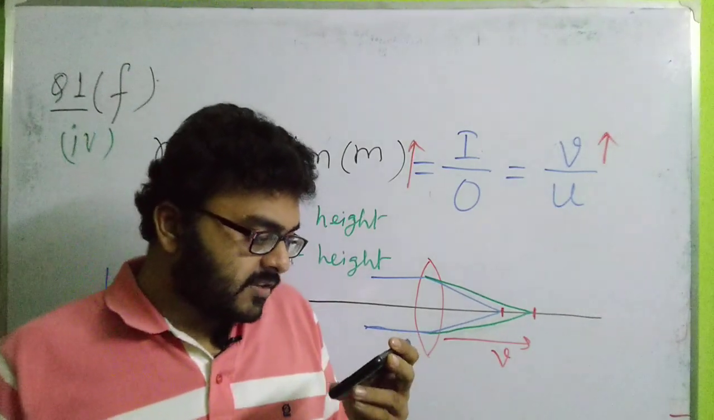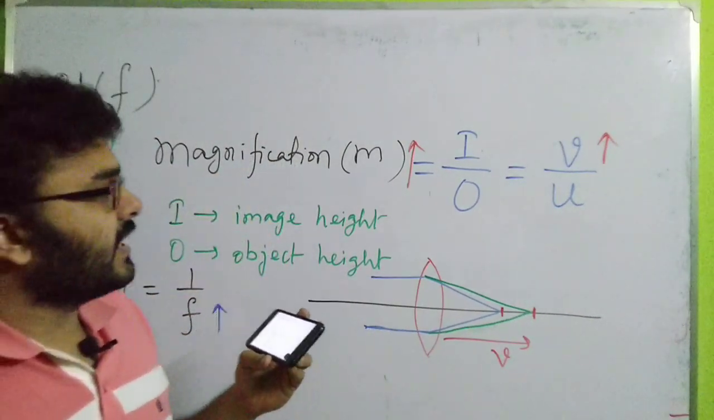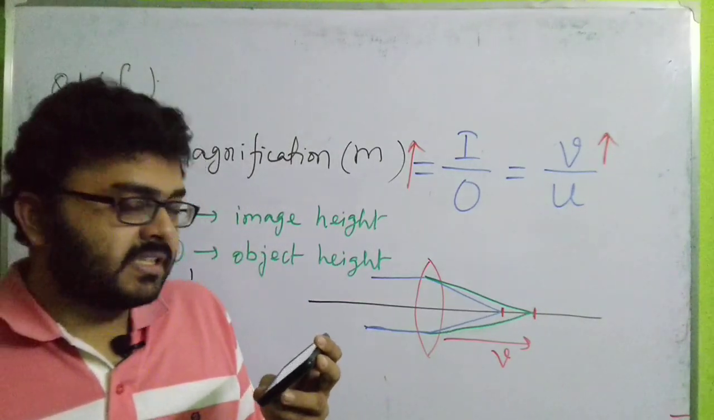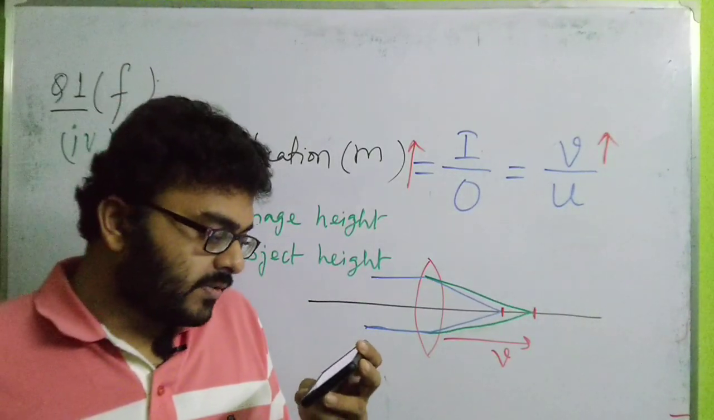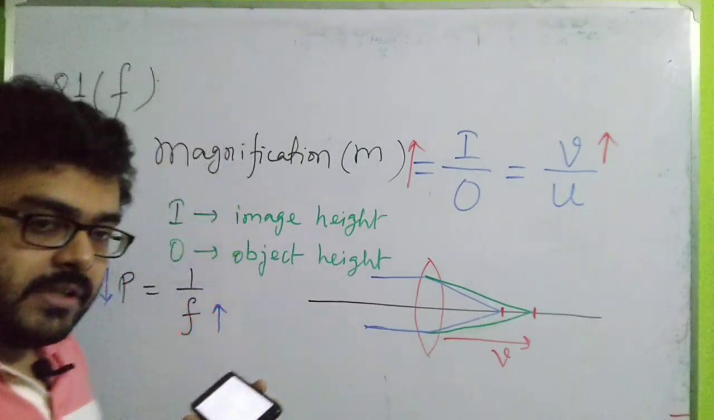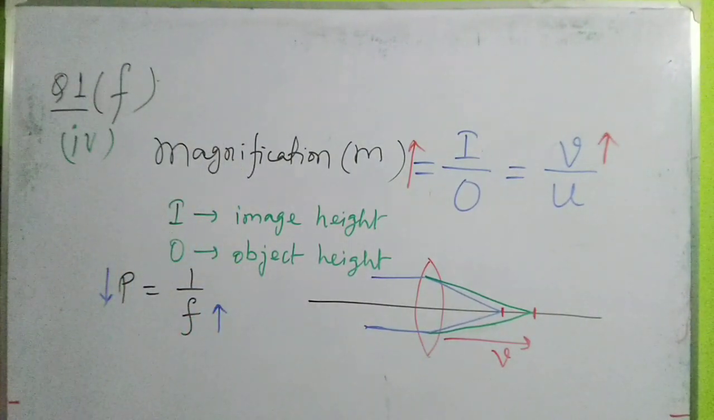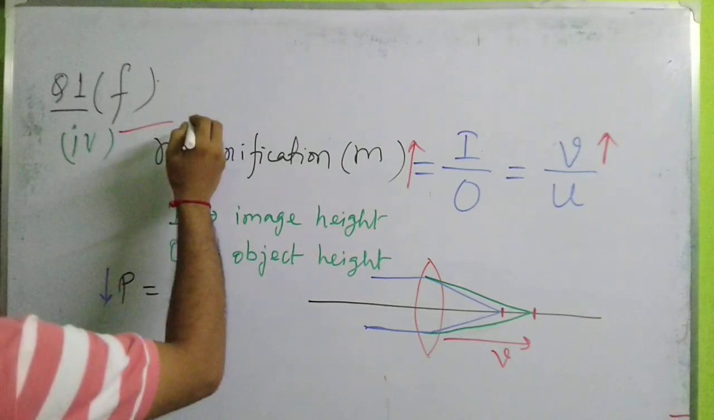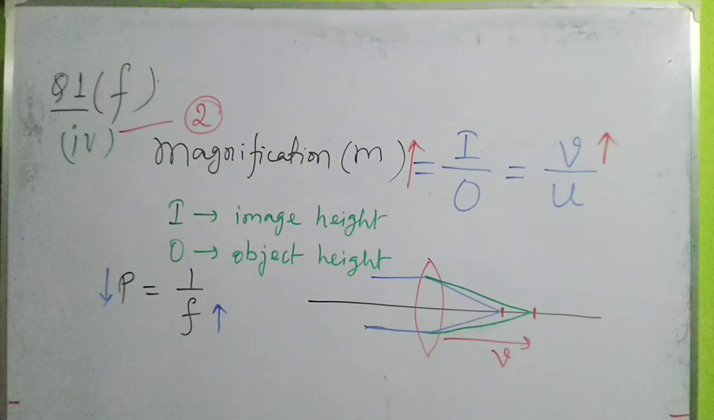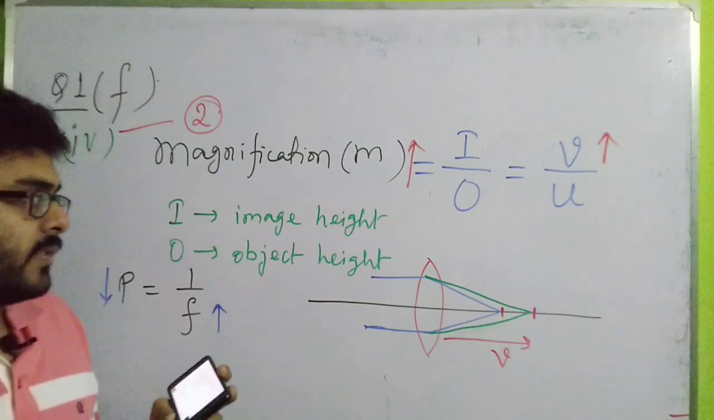It has been said the size of the image decreases. Obviously, this will not be the correct option. Size of the image does not decrease. The second option says the size of the image increases. Obviously, this is the answer. The size of the image will increase. So question number 1F subpart 4, option is 2. Size of the image increases. Fine. So this is your formula.